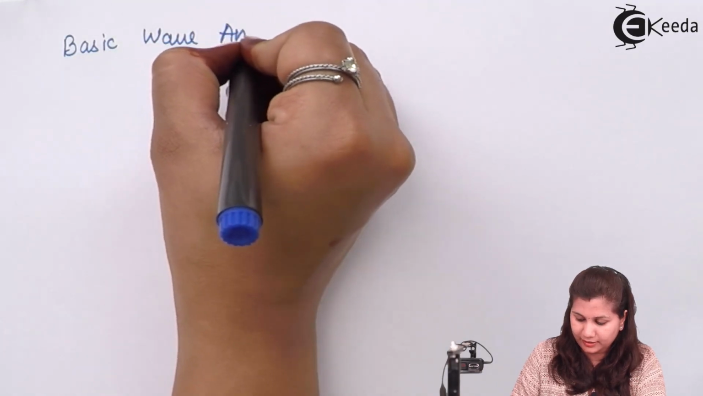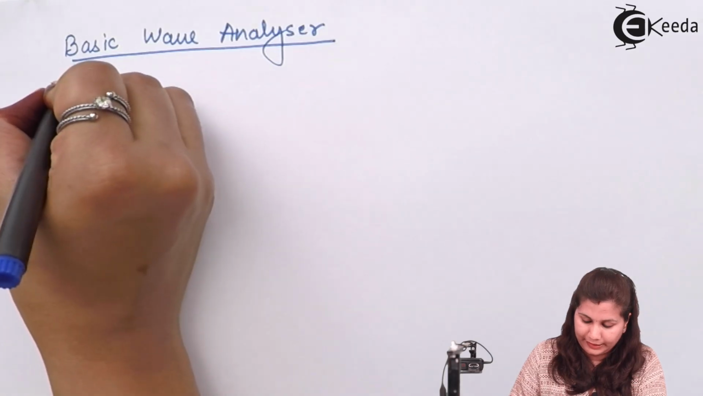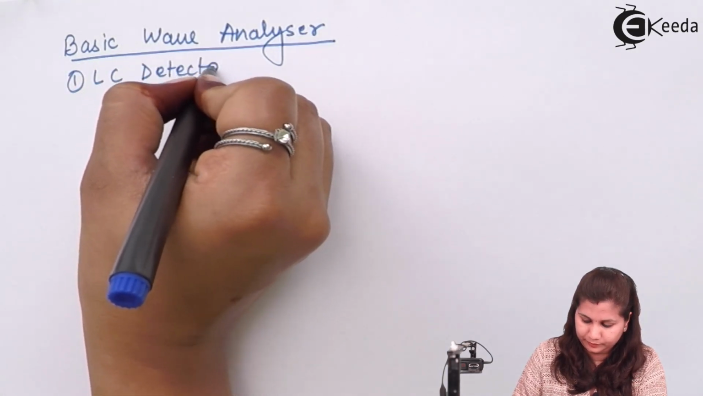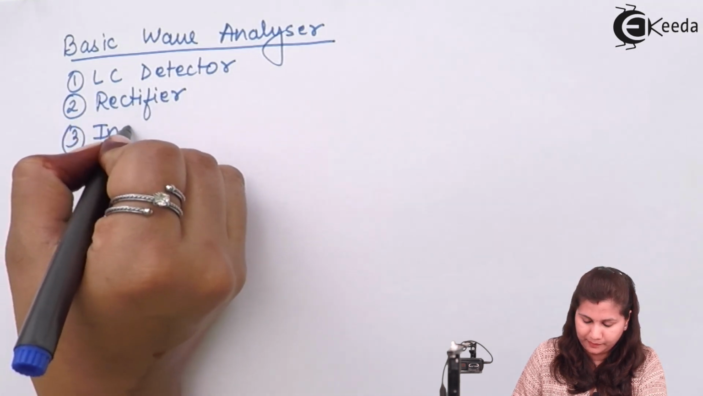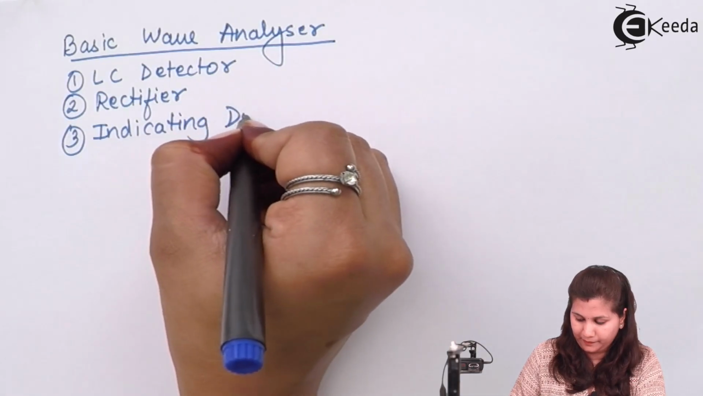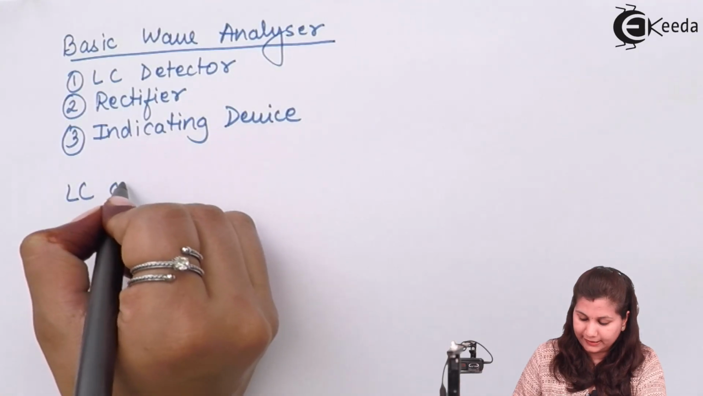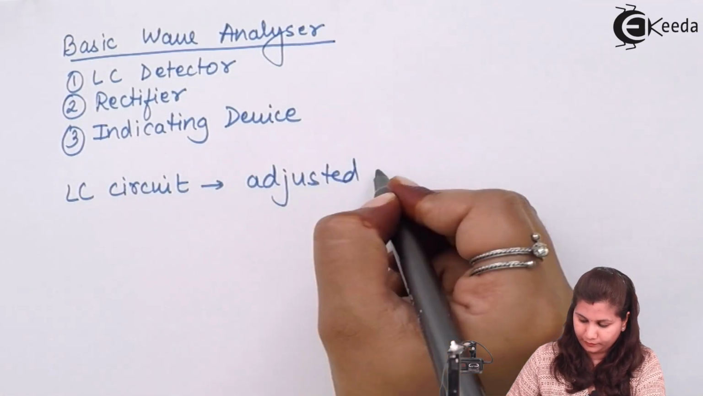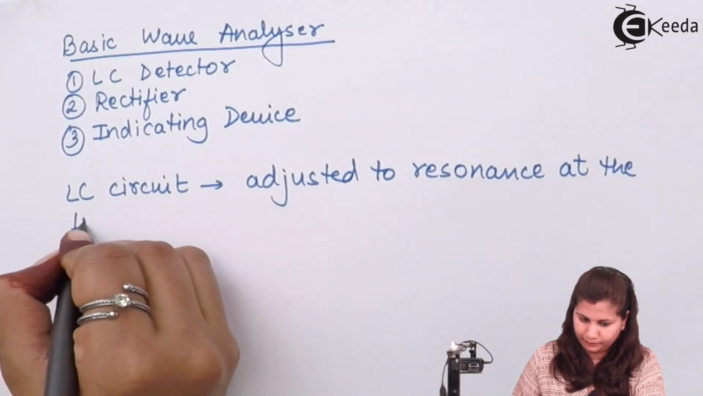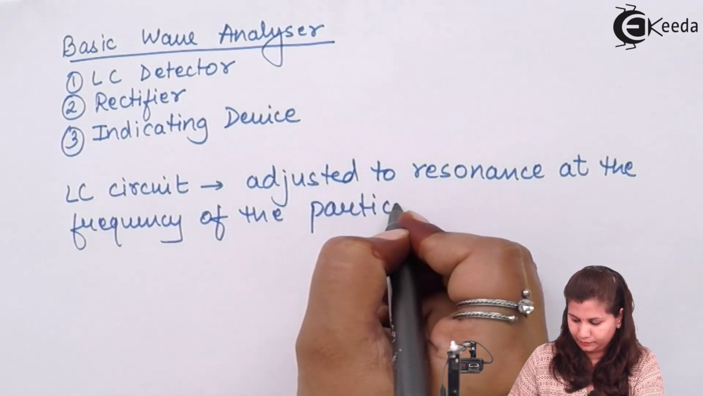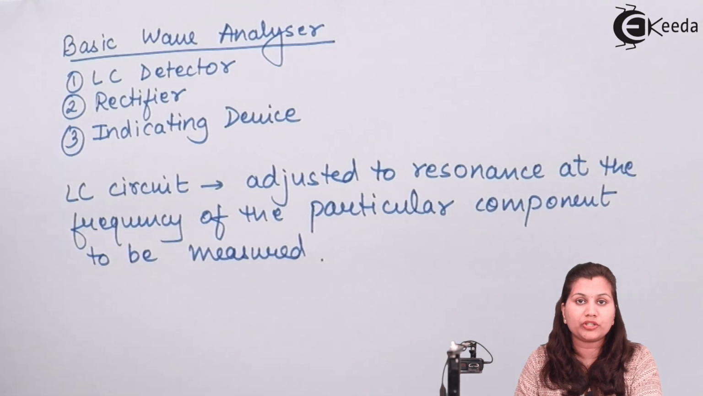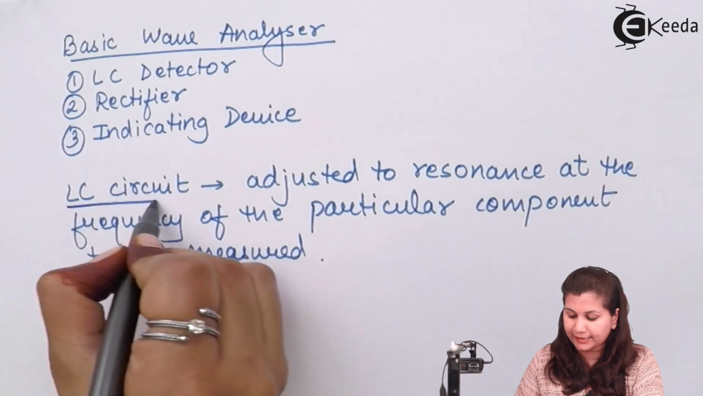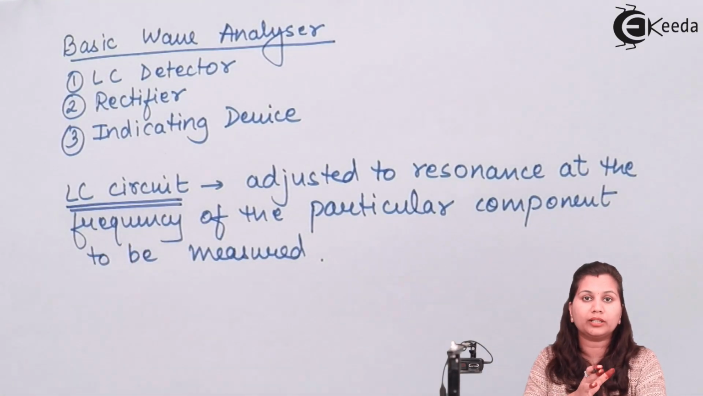So a basic wave analyzer consists of an LC detector, a rectifier and an indicating device. What the LC detector or LC circuit does is this: the particular frequency at which we want to measure the amplitude will be adjusted in this LC circuit. This LC circuit is adjusted to resonate at the particular frequency at which we want to do the measurements.